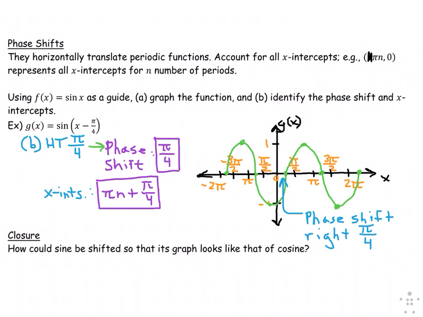Now to close, how could sine be shifted so that its graph looks like that of cosine? Think about that for a moment. So cosine of theta is the same thing as sine of theta, except that it has a phase shift of pi on 2.